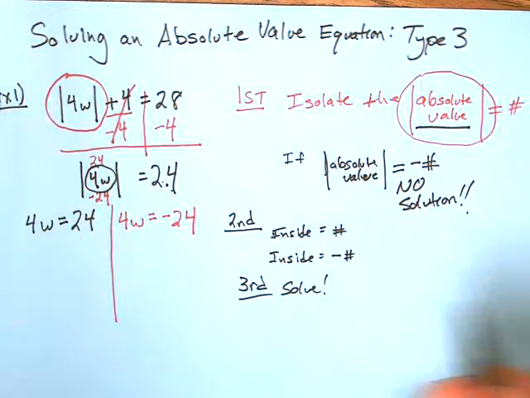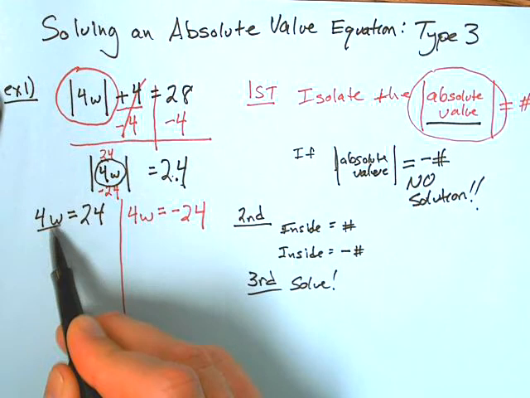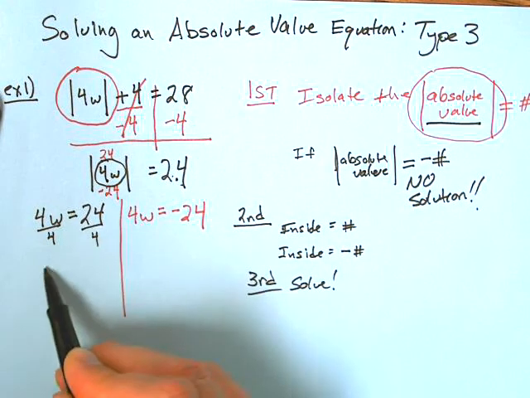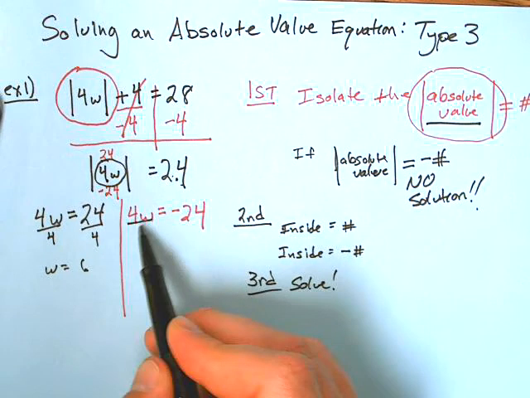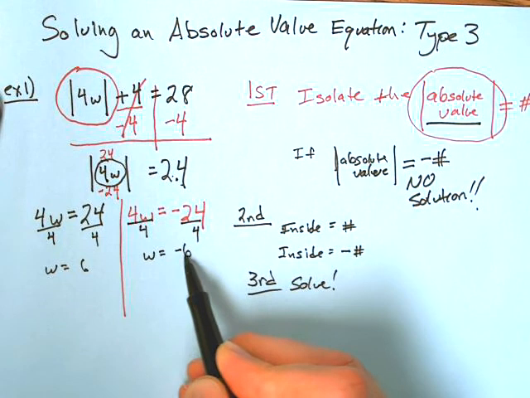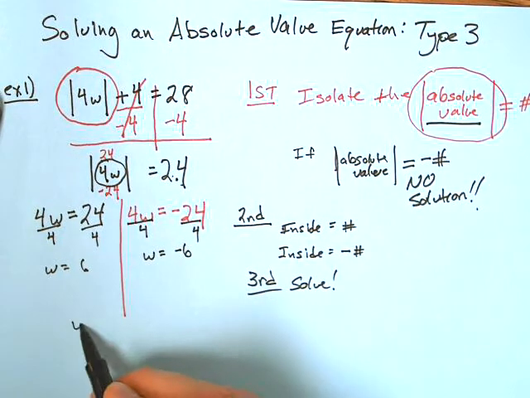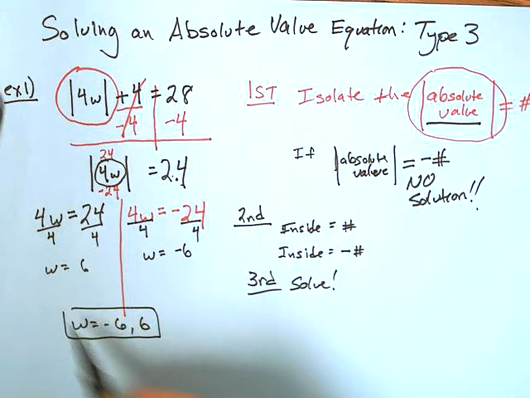And I'll show you it's easy to check your answer. So if I have 4w equals 24, I'd have to divide by 4, and I'd get an answer of w is 6. In this case, if I divide by 4, I get w could be negative 6. There are two answers here. W could be negative 6 and positive 6, and that's what I'd have to enter in ALEKS.